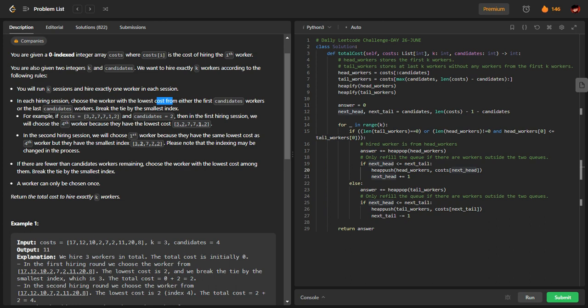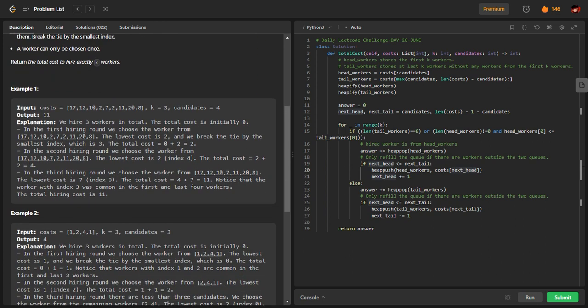Now this thing is coming. What it means is, the idea is very simple. For example, here candidates is equal to 4. What that means is, take the first four workers here. Similarly, take the last four workers here. These are the underlined ones: 17, 12, 10, and 2. Then 2, 11, 20, and 8. What we did is we took the first four workers and the last four workers.